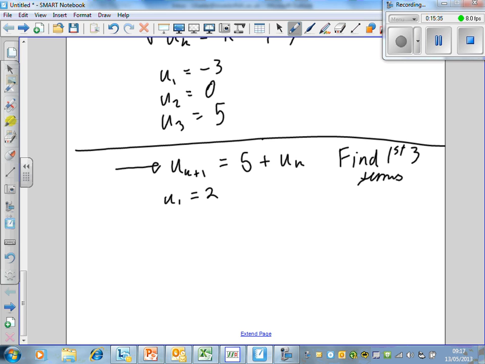We know that straight away. The only way we can get the 100th term for this sequence is if we find the 99th term. The only way we can get the 99th term is to get the 98th term, and so on and so forth. So if U1 is 2, U2 is 5 plus 2, which is 7. U3 is going to be 5 plus U2, 5 plus 7 is 12.